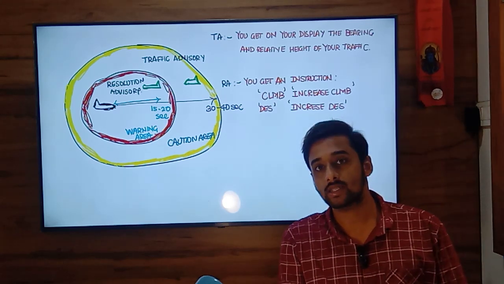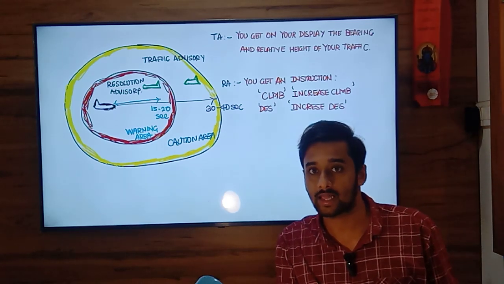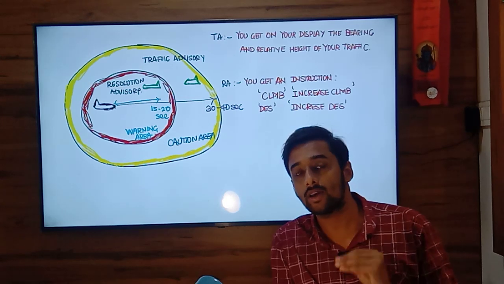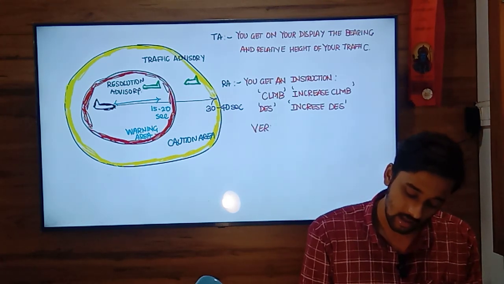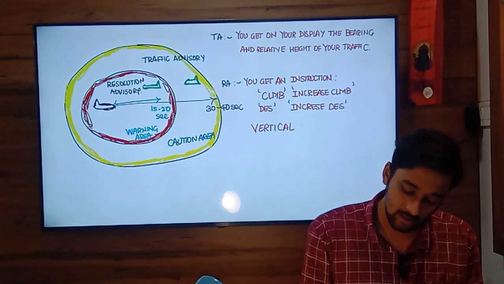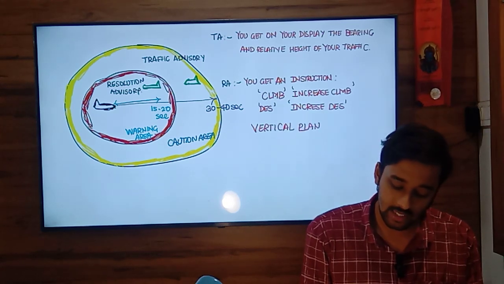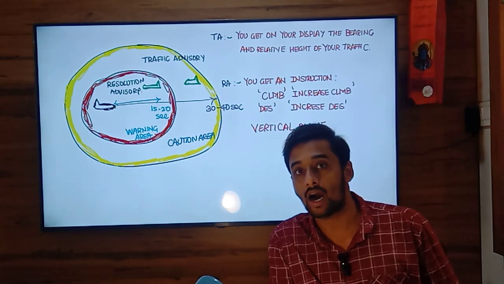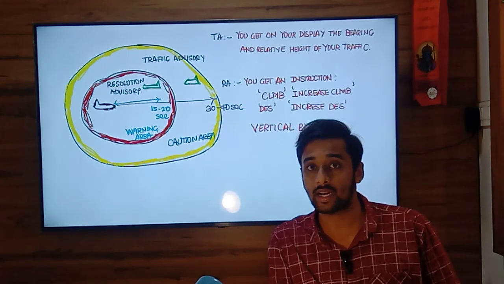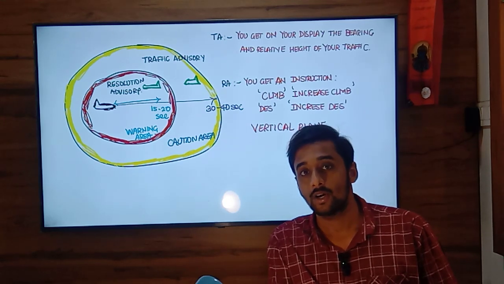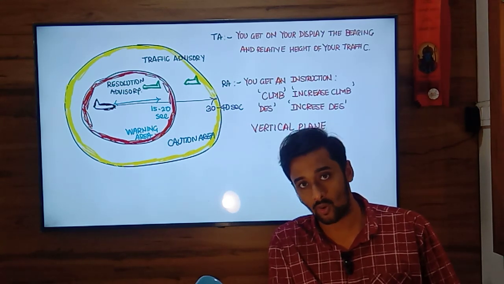Okay, so these four instructions, one instruction you will get by the TCAS system, and you will only get this instruction in terms of vertical plane. So that means either climb or descend. You will not be asked by TCAS to turn right, to turn left. You won't get instructions in a horizontal plane. You will get it in vertical plane only.